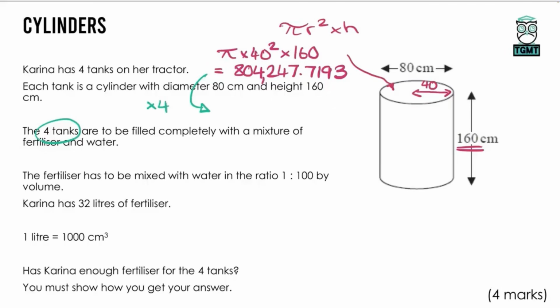That's going to give us the volume of all 4. So if we press times 4 on the calculator, we're starting to get to some very large numbers now. That's absolutely fine though, just make sure we write them all down. So we have 3,216,990.877. So that's 3.2 million centimetre cubed. Right, so we're getting some very large numbers.